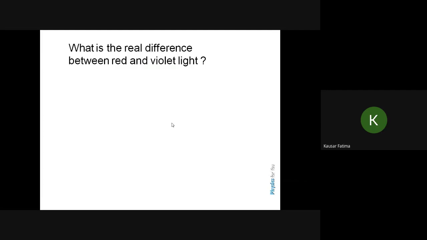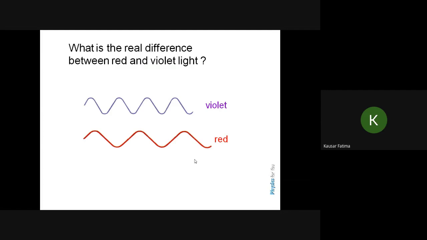What is the difference between red and violet light? Actually, all the colors have different frequency or wavelength. So this is about violet and its wavelength from crest to crest. You studied in your previous lessons about the wavelength and frequency, and this is the red one. The red one, the wavelength, like distance between two consecutive crests, is longer than the wavelength of violet.